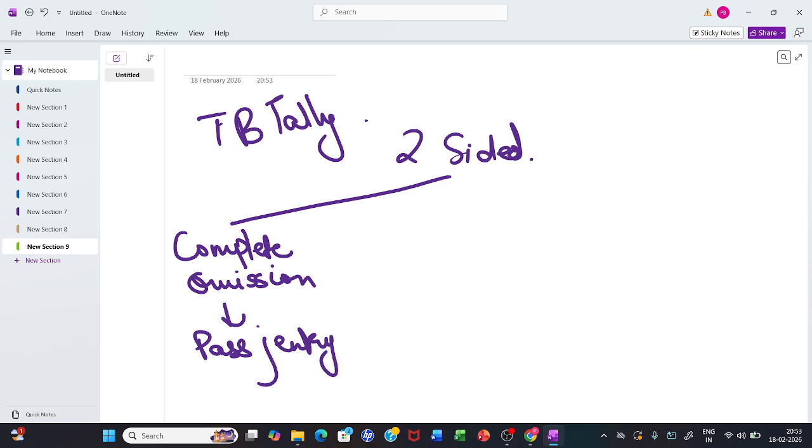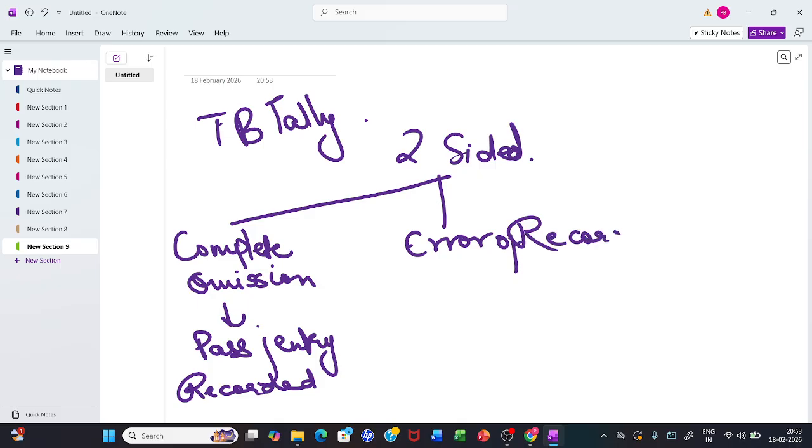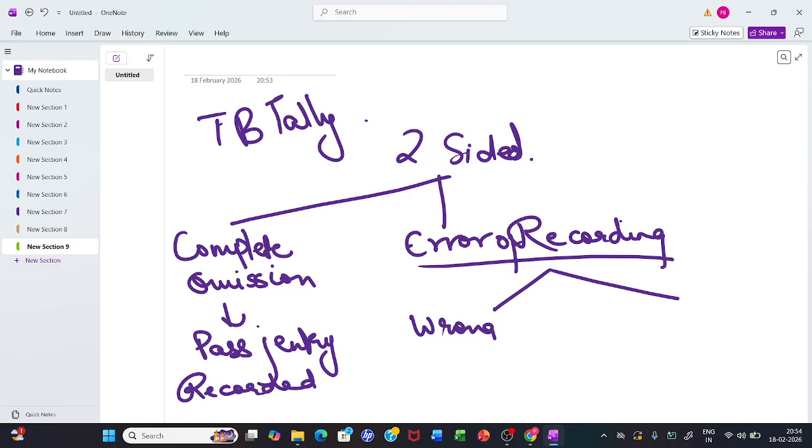Now you need to know the entry. Purchase of goods from A omitted to be recorded. Recorded word would be used. Entry would become purchases to A. Second type, error of recording. That was omission of recording. This is error of recording. It could be wrong amount. It could be wrong place.